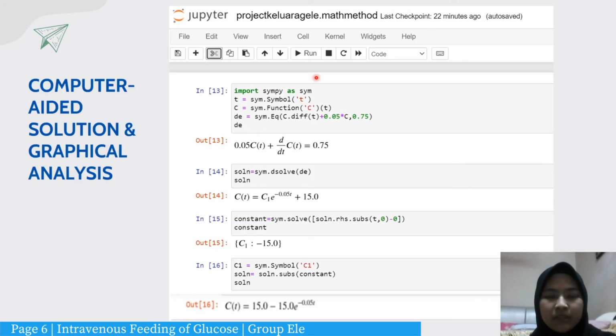Next, for computer-aided solution and graphical analysis, first we import library SymPy as sim and initiate t and c to sim.symbol and sim.function so that it will become a symbol and a function respectively. This is our first order ODE, and by using sim.dsolve, we will get our general solution like this. Next, to find the constant, use sim.solve and substitute t equal to 0 into the function, and we will get c1 equal to negative 15. Substitute the constant into the solution, we will get the general solution as shown.